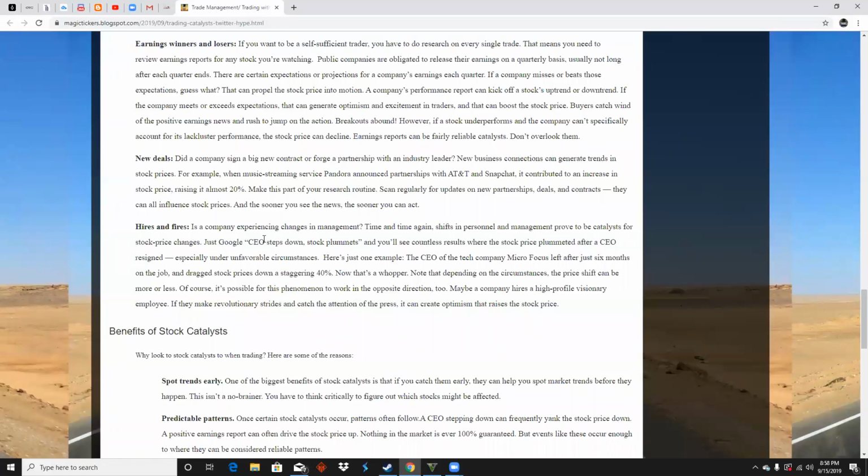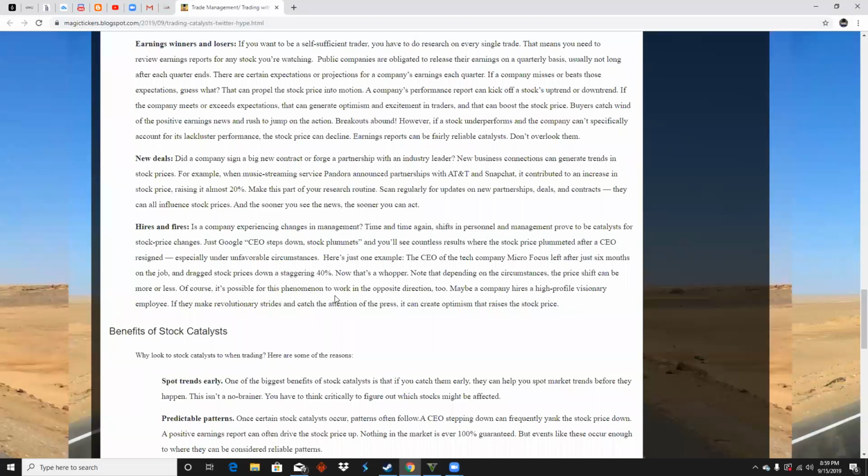Hires and fires. If a company is experiencing changes in management time and time again, shifts in personnel and management prove to be catalysts for stock price changes. Just Google "CEO steps down, stock plummets," and you will see countless results where the stock price plummeted after a CEO resigned, especially under unfavorable circumstances. Here's just one example. The CEO of the tech company Micro Focus left after just 6 months on the job and dragged stock prices down a staggering 40%. Now, that's a whopper. Note that depending on the circumstances, the price shift can be more or less, of course.